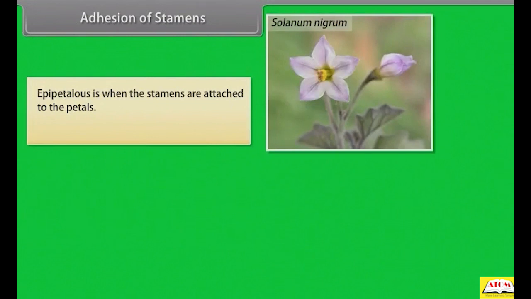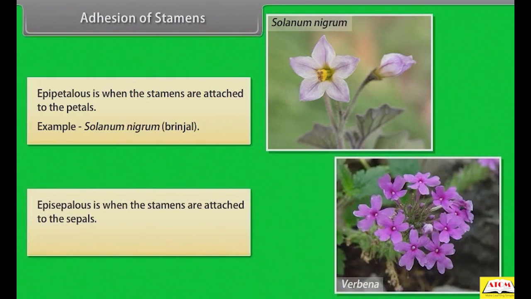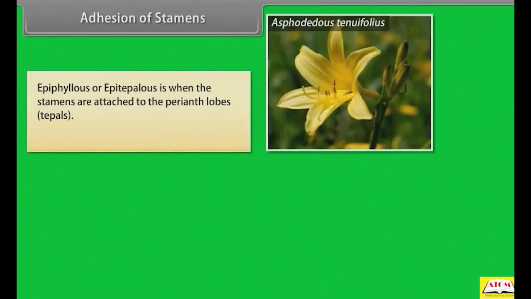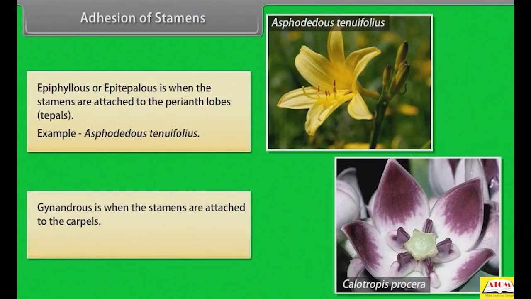Epipetalous is when the stamens are attached to the petals. Example: Solanum nigrum, brinjal. Episepalous is when the stamens are attached to the sepals. Example: Verbena. Epiphyllous or epitepalous is when the stamens are attached to the perianth lobes, tepals. Gynandrous is when the stamens are attached to the carpels. Example: Calotropis procera.